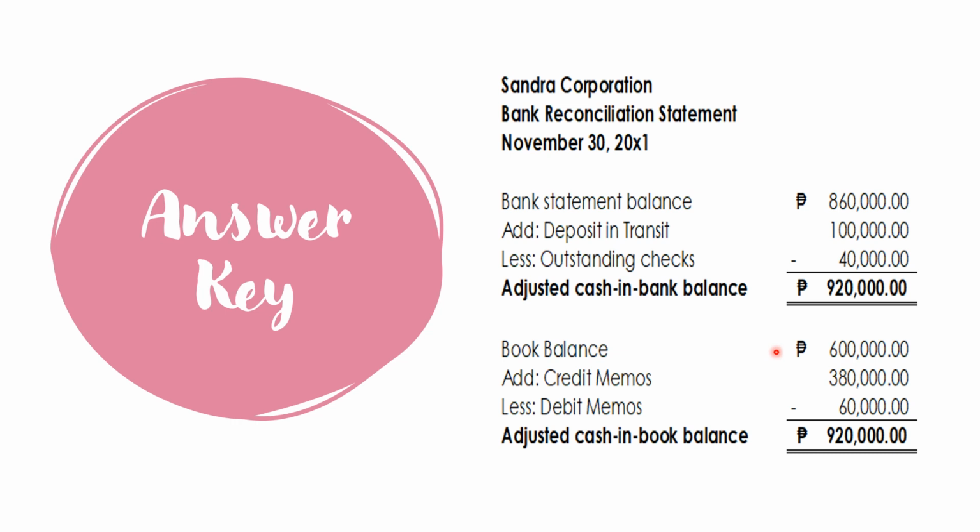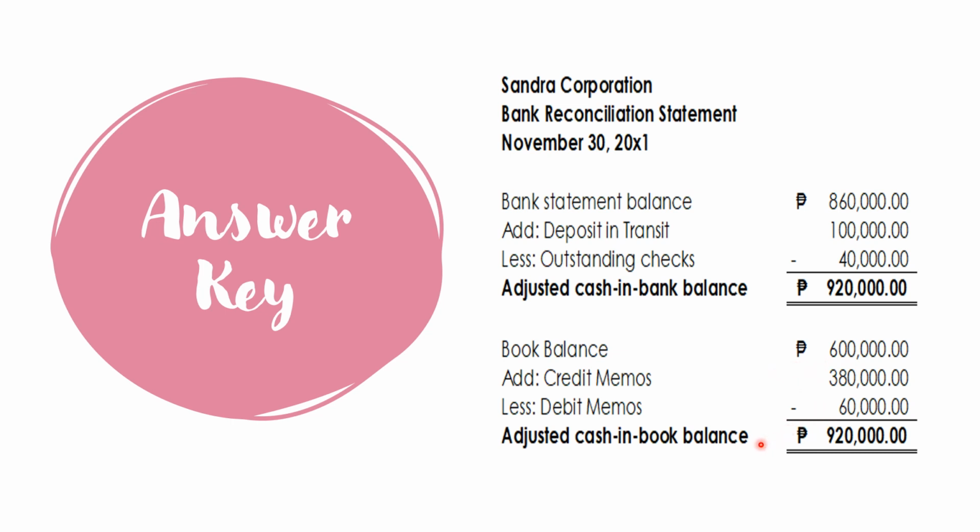Whereas for our book balance, we have 600K. Then we're adding the credit memos. Again, credit memos are addition to book balance. Bakit? Kasi these are the memos coming from the bank statement. And again, si bank, kapag sinabing credit, those are deposits, those are addition to your cash in bank. And debit memos naman or debits on your bank statement, those are the deduction or withdrawal on your bank account. So that's why credit memos are added amounting to 380.